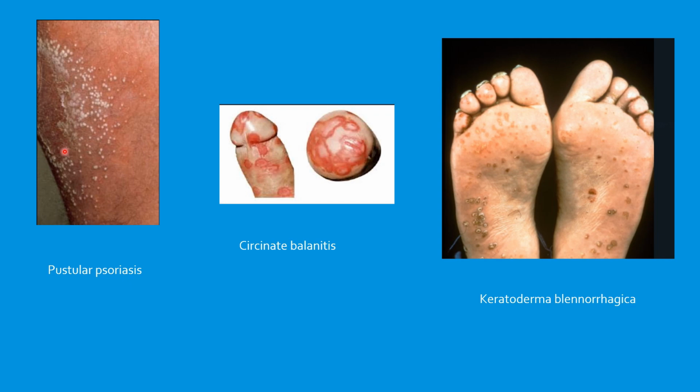In this diagram, you will see the pustular psoriasis, and here it shows the circinate balanitis. Circinate balanitis starts as a vesicle on the coronal margin of the glans penis, later ruptures to form a superficial erosion with minimal surrounding erythema, some of which coalesce to form a circular pattern.